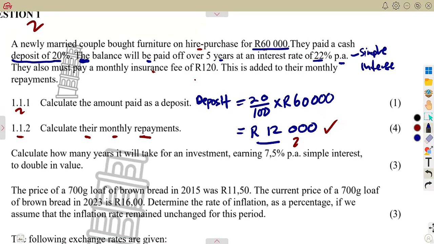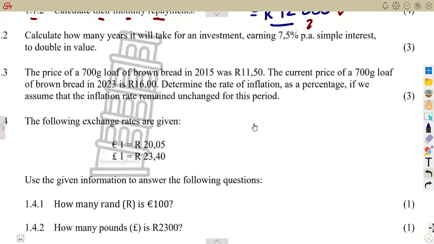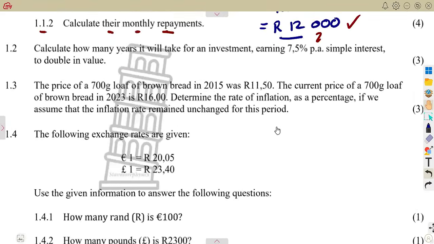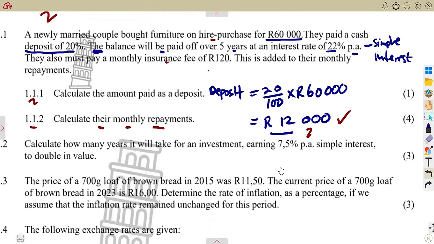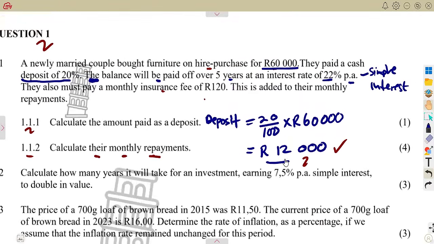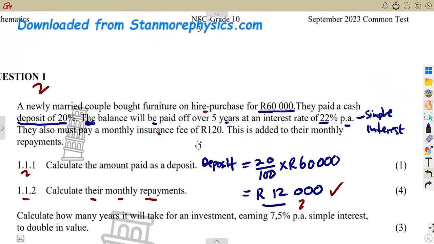Remember, I talked about this, where you are given compound interest, there must be a compounding. Then you know, okay, this is a compound interest formula to be used, which in this case we do not have. They did not mention that one. So we just need to understand the concept of what is happening there. Okay, so that's simple interest.